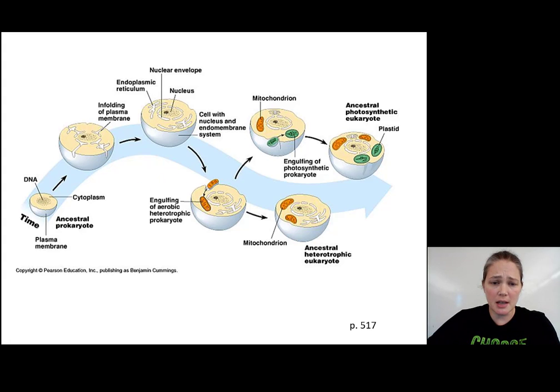At some point in time, the prokaryote or budding eukaryote engulfed an aerobic heterotrophic prokaryote, and that became the mitochondria. And at some point, that cell engulfed a photosynthetic prokaryote that became chloroplast. So we know the mitochondria came first because every eukaryote has a mitochondria, but not every cell has a chloroplast or a plastid. So that must have come afterwards.